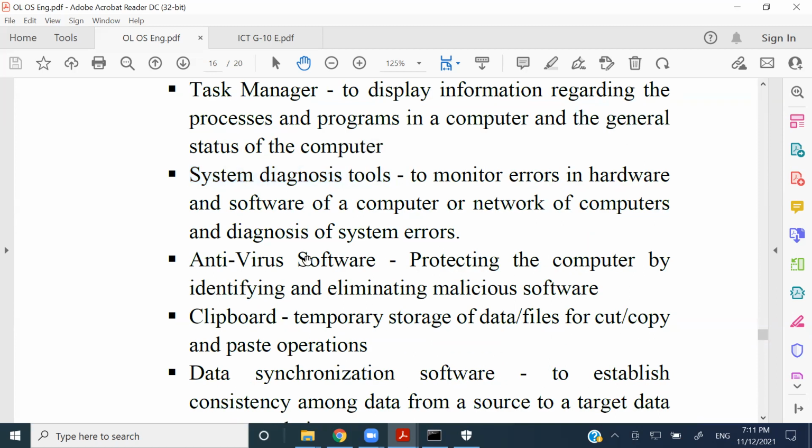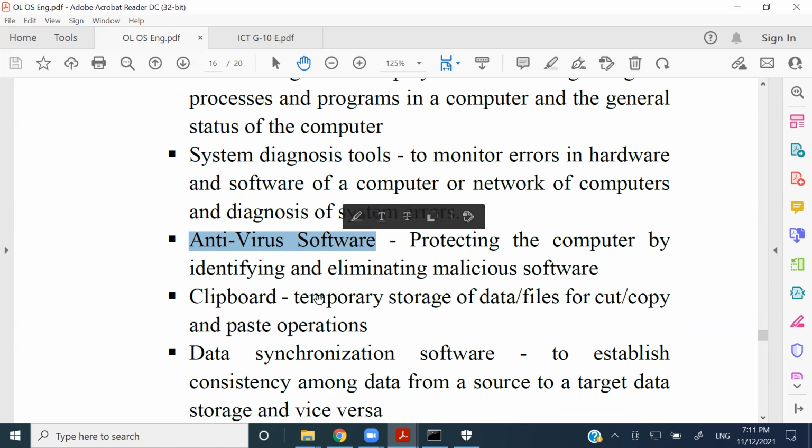Antivirus software, you know about it, right? It is there to protect the computer from the malware which can attack the computer system, right?